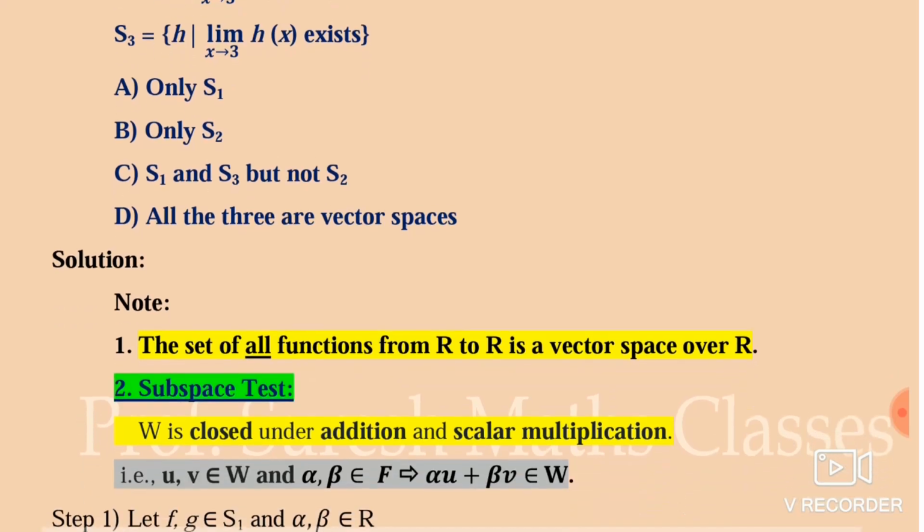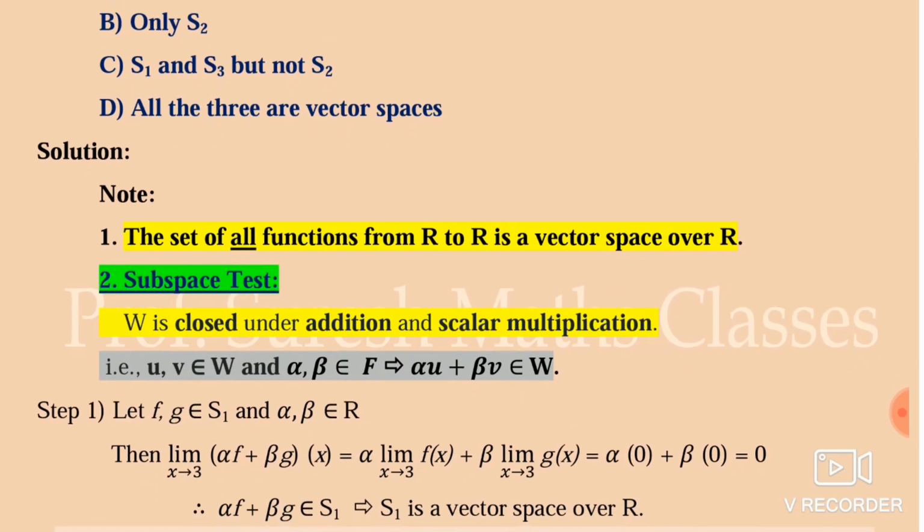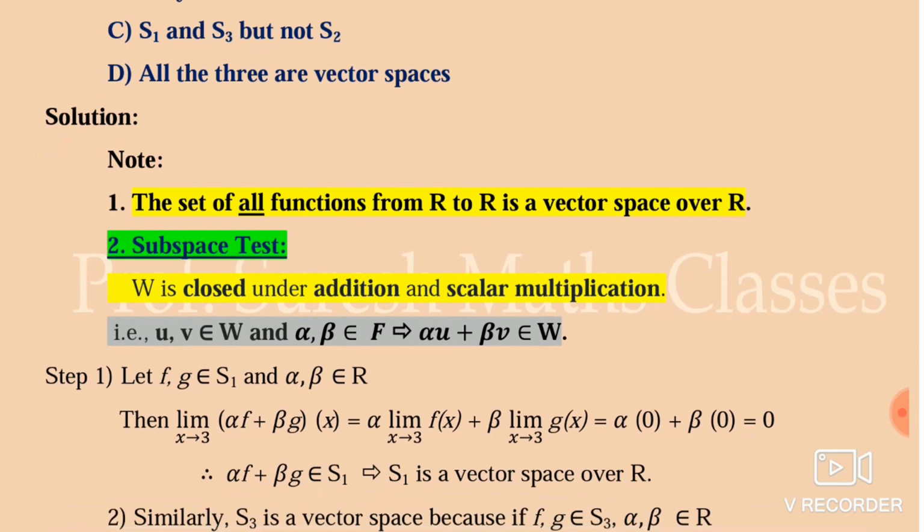This is the subspace test. நீங்கள் இதை செக் பண்ணால் போதும். 2 வெக்டார் எடுக்கணும், 2 ஸ்கேலார் எடுக்கணும். இந்த லீனியர் காம்பினேஷன் மறுபடியும் அதே கலெக்ஷன் இருக்குன்னு சொன்னால் போதும். இப்போ S1 பார்க்குறோம். Take f and g belonging to S1.